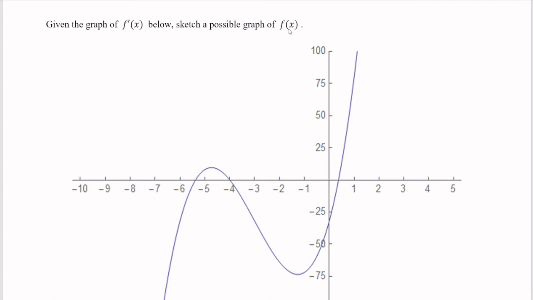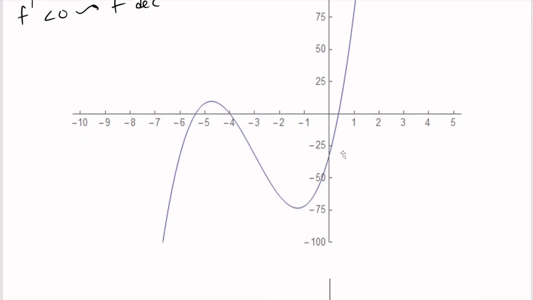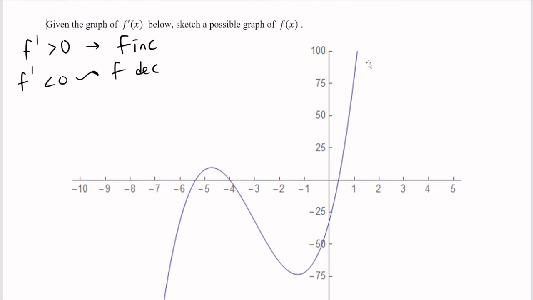So we've got to think about our connections, right? Remember, f prime greater than 0. What does that tell me? f is increasing. f prime less than 0, f is decreasing. Okay, so then let's just look at this. This is the derivative. Don't forget, we're starting with f prime.